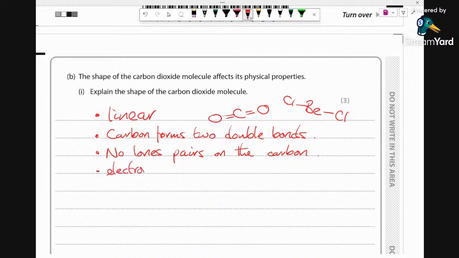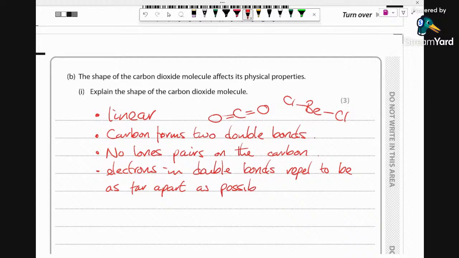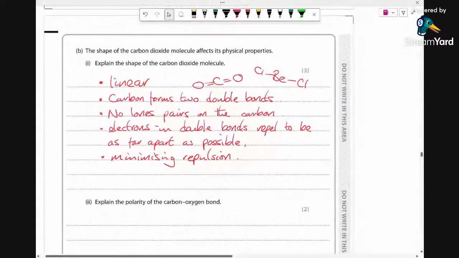Electrons in double bonds repel to be as far apart as possible, minimizing repulsion. Cool. Interesting question. Really interesting shape one.